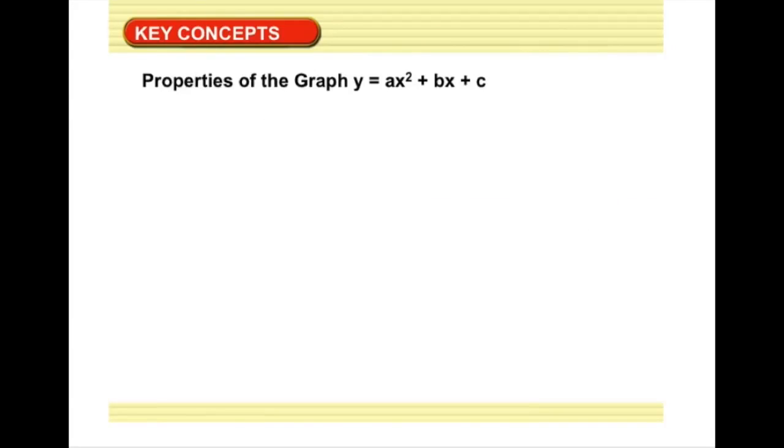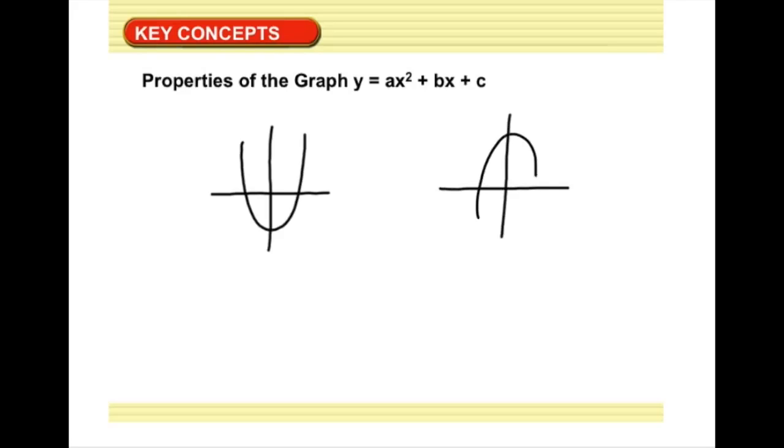Some key concepts. We're flipping back to the front of your page for your notes. When you're thinking about the properties of a graph y equals ax squared plus bx plus c, there are a few things that we were looking at in terms of our vocabulary. We've got 2 images on your paper. The first has our opening upwards, and the second has our opening downwards. Remember, when you open up, then a is greater than 0. When you open down, a is less than 0.